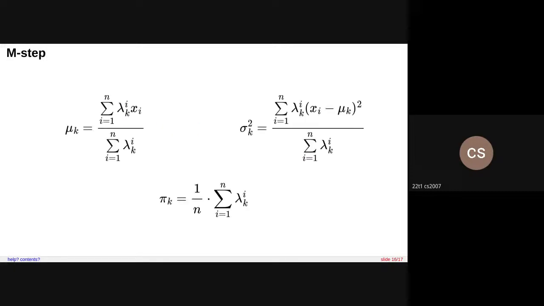Mu k is what? A weighted sum of data points, a weighted mean, where the weight for each data point is how likely it is to go into this cluster. Pi k is what? For cluster k, look at all the data points. How likely is it that they are going to fall into my cluster? Sum all those probabilities, divide by n. These are three very intuitive formulas, and that is all you need to know for the E step and M step.